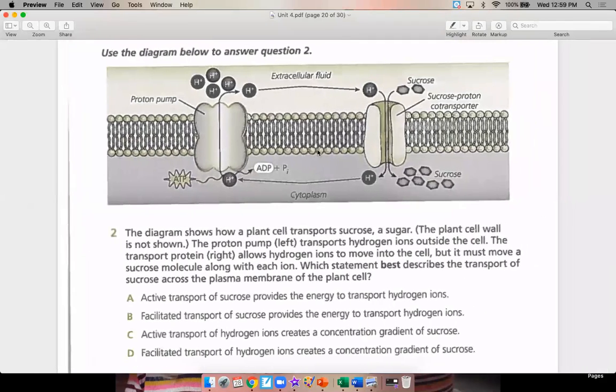Shrink it a bit so you can see the picture. A, active transport of sucrose provides the energy to transport hydrogen ions. B, facilitated transport of sucrose provides the energy to transport hydrogen ions. C, active transport of hydrogen ions creates a concentration gradient of sucrose. Or D, facilitated transport of hydrogen ions creates a concentration gradient of sucrose.